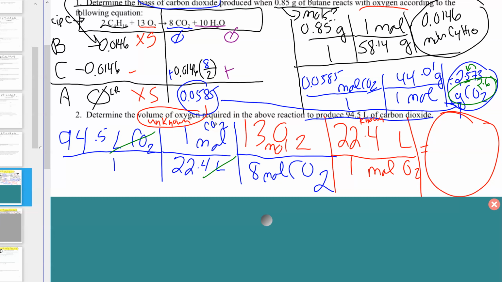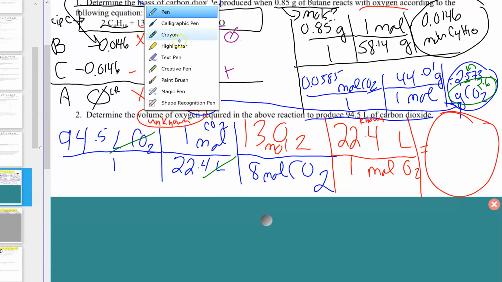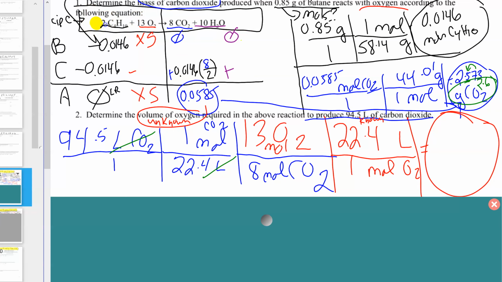Now, how do we convert from moles of one substance to another? We go back up to that balanced chemical equation up here, and we find the mole ratios out of it. So that's where this number comes from. What we're saying is that for every 8 moles of CO2, there are 13 moles of oxygen needed. And if you look really carefully, now you see that my moles of CO2 cancel, and I'm left with moles of oxygen.